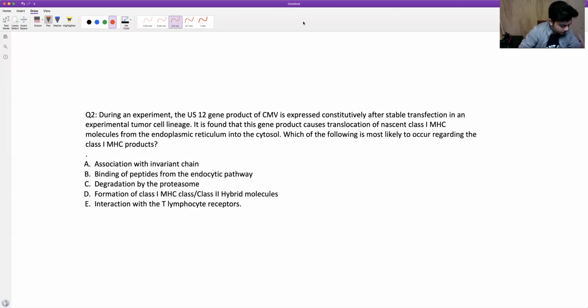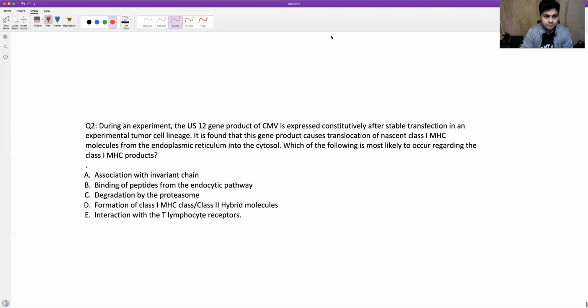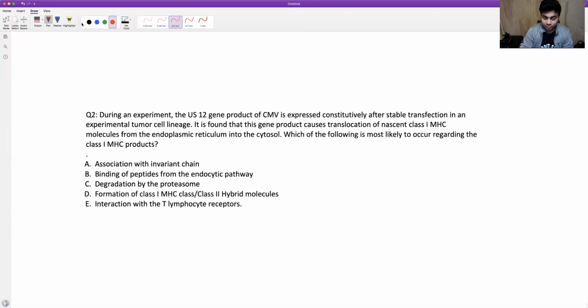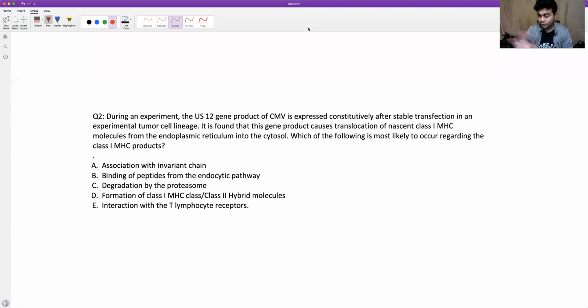All right, so probably I got some answers from Facebook also, and also in the chat box of the webinar. Sorry, let's discuss. So this is a question again from the basics of cytology and also immunology, all right? Both of it is here in this discussion. So let's see what it says. Read the last line first. It says, which of the following is most likely to occur regarding the class 1 MHC products? Okay, so the class 1 MHC products, right?